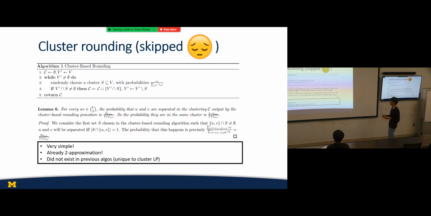It's very simple, already a 2 approximation. One thing I wanted to mention is that this rounding is specific to the cluster LP, so this rounding algorithm did not exist in the previous algorithms.